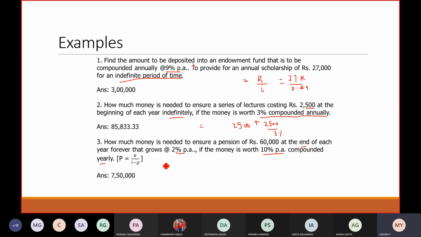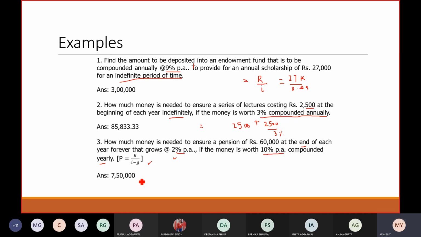But in this case, it is saying that this particular pension is going to increase at the rate of 2% per annum. So एक साल 60,000, फिर इसके बाद 2% और बढ़ेगा, 2% और बढ़ेगा. So this particular pension has to increase at the rate of 2%. For that, you can use this formula. Although this particular formula is not given in your course curriculum, that you have to solve this by using the growth formula as well. Only these two formulas are there. But this is for your knowledge that you can use this formula, that is R divided by I minus G.